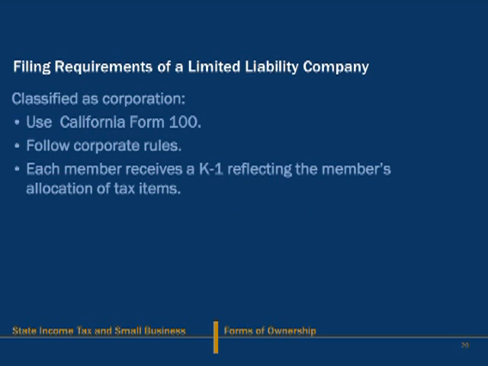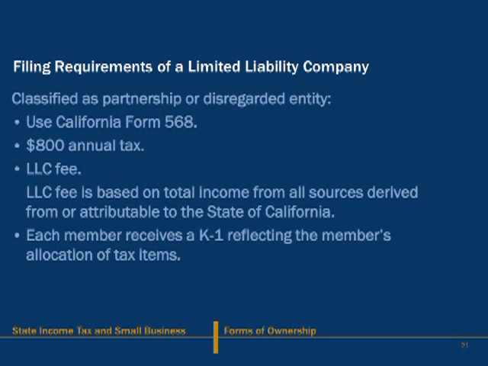The filing requirements of an LLC classified as a partnership or a disregarded entity are: all LLCs which are classified as a partnership or disregarded entities and organized in California, register in California, or conduct business in California must file California Form 568, Limited Liability Company Return of Income. Form 568 must be filed by the 15th day of the fourth month after the close of the LLC's taxable year.